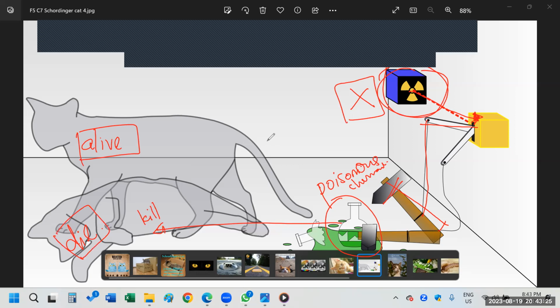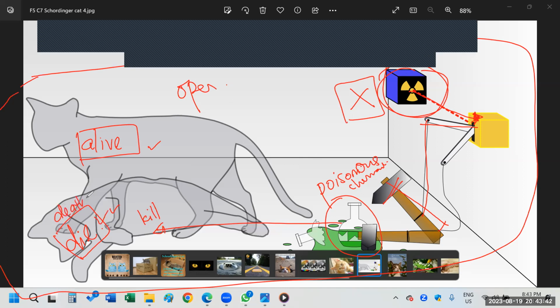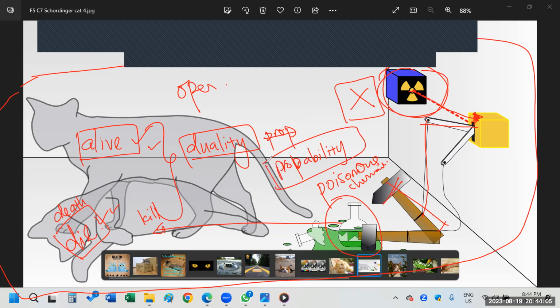Then, how do you know if it's alive or dead? This is a box, right? So before you open the box, this cat can be dead, can be alive. It has two possibilities. We call it duality. We are not sure. It's the probability. Cannot be sure.